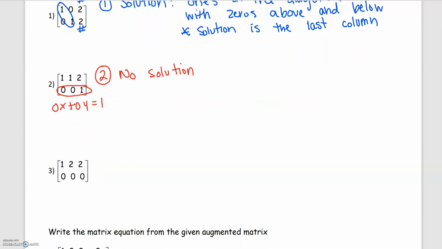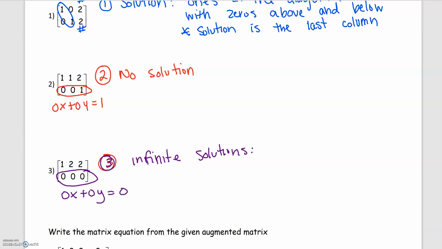And then this one is our third option that we know we can get, and it is infinite solutions. So we don't have 1s diagonally, so we know it's special. And when we look in our last row here, and it's like 0x plus 0y equals 0, that's true. So we have infinitely many solutions. Last row, it's all 0s.